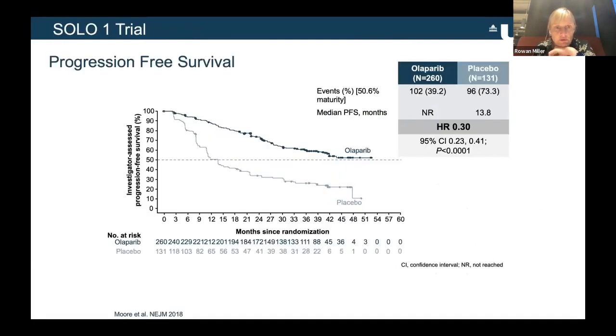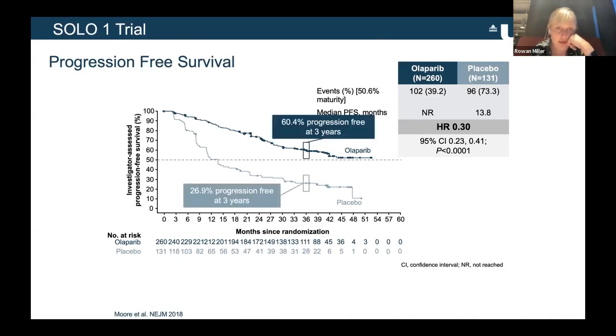So here, these were the results from the initial presentation from 2018 showing the progression-free survival. And what you can see is a huge separation of the curve. These are months along the bottom, not weeks. And in the placebo group, the median PFS was just over a year. This is progression-free survival from starting the trial, so about 6 months after diagnosis, because all have had their chemotherapy. And you can see for the patients treated with olaparib, it hadn't been reached at this point.